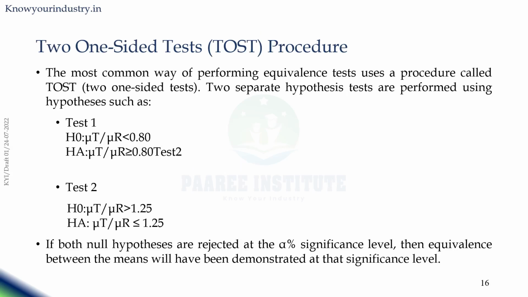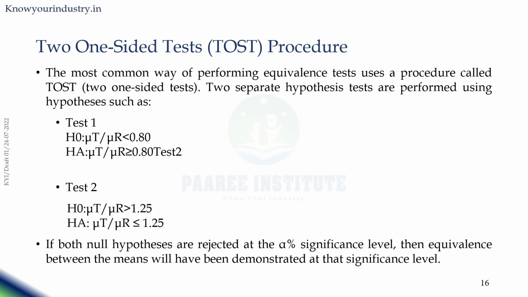Now we have seen some introduction to the ANOVA analysis and how it is being used, what is sum of squares in treatment, and sum of squares in the errors. Now we are going to see the two one-sided test procedure. This is widely used in the 90% confidence interval calculation, the bioequivalence conclusion or some other experimental procedures. The most common way of performing equivalence test uses a procedure called two one-sided test.